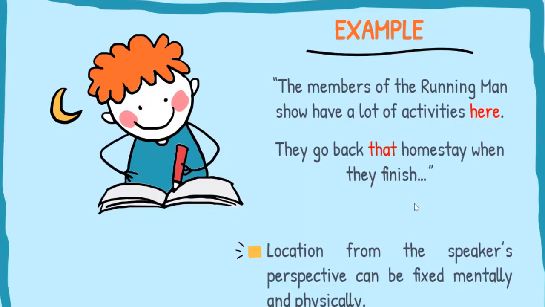So look at the screen, you can see an example about this. There is a script in the video of Running Man showing Korea. So think about here in the first sentence and that in the second one. When the viewers or listeners watch or hear the show, they can know that he does not mean their own living place. He refers to the place where the show happened or was recorded. Similarly, that in the second sentence refers to the homestay that the members stay in in the show, a location proximal to the speaker.